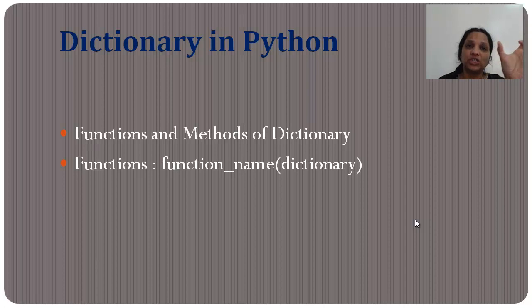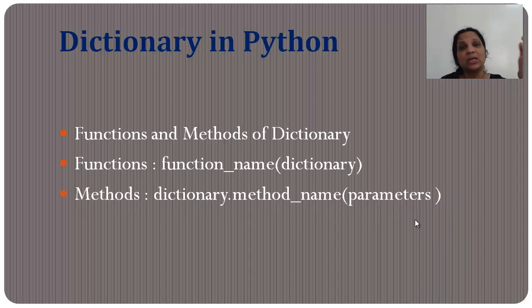We'll be writing the function name, and in brackets the dictionary that I want to pass to that function, the dictionary object. But if you're using the methods, then you write the name of the dictionary object dot the method name and in brackets the parameters. This is the same even if we use list or tuples.